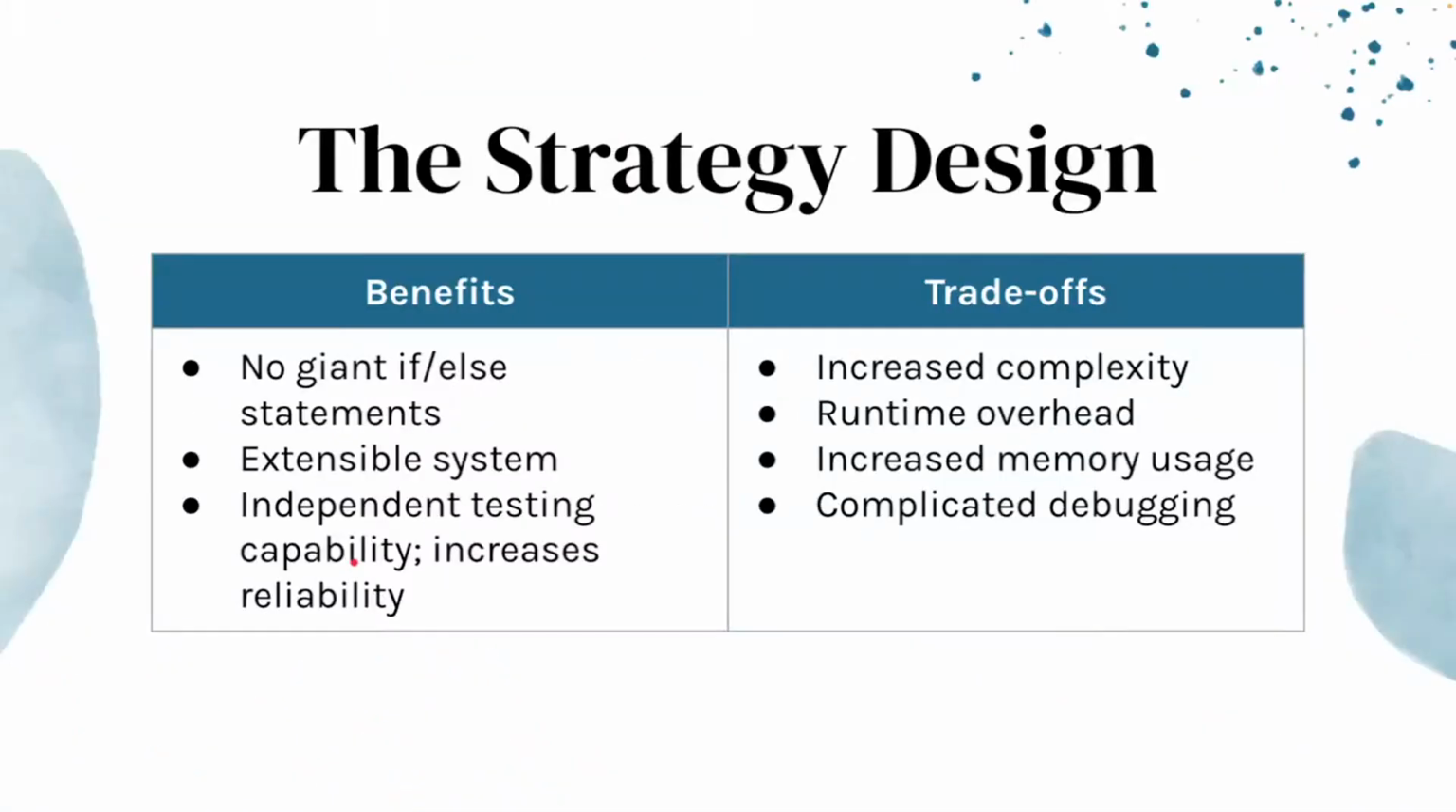The benefits are compelling. We've eliminated branching logic, no more giant if-else statements that grow with every new item type. Our system is also genuinely extensible, like how adding the audiobook required zero changes to existing code. Each loan policy is independently testable, making our system more reliable.